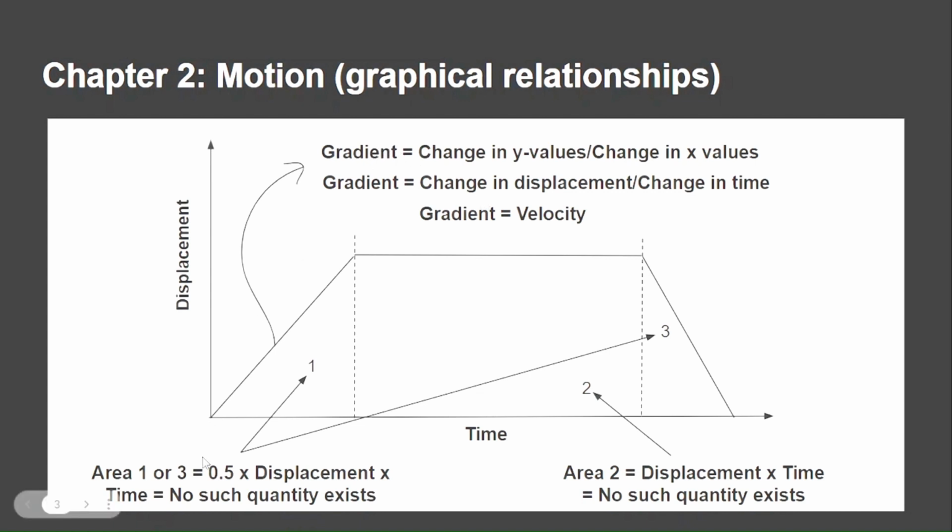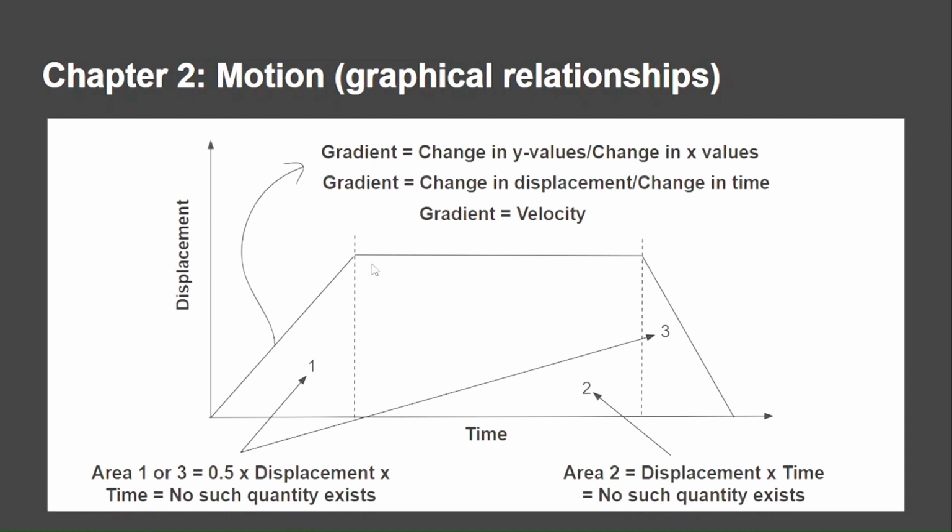So before we dive deeper, the key thing to note is that we'll be discussing the concepts of gradient and area when we look at each of these graphs. So what do I mean by gradient? Gradient is essentially the slope, right? So you can see here, if you call this region 1, you can see that in region 1, this line is sloping upwards.